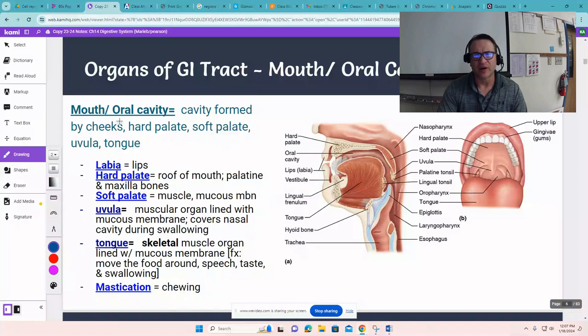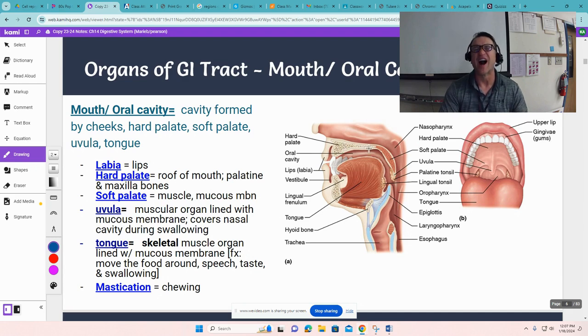And some organs of the mouth and oral cavity. So labia, those are the lips. Hard palate. If you use your tongue and poke the front part of the roof of your mouth, it's going to feel hard because there's a bone there, the palatine bone and the maxilla bone, which make up the hard palate.